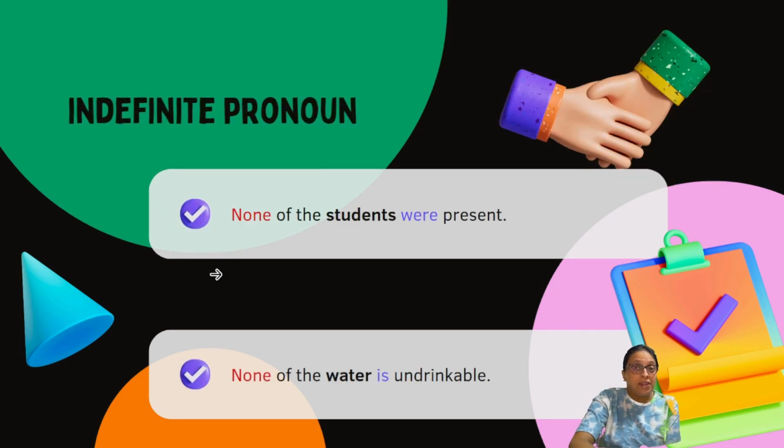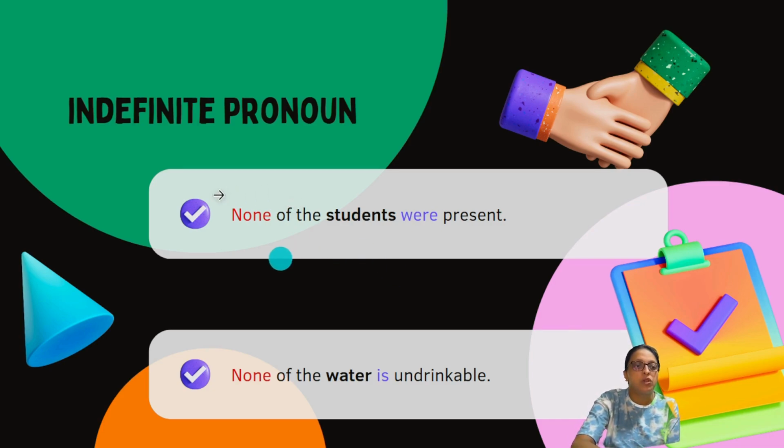Okay, now let us see another type of indefinite pronoun, which is none. None is an indefinite pronoun which can take both singular and plural verbs. How can it take both? Remember one thing: when we are using none with countable nouns, we take a plural verb. But when the noun is uncountable, then we take a singular verb.